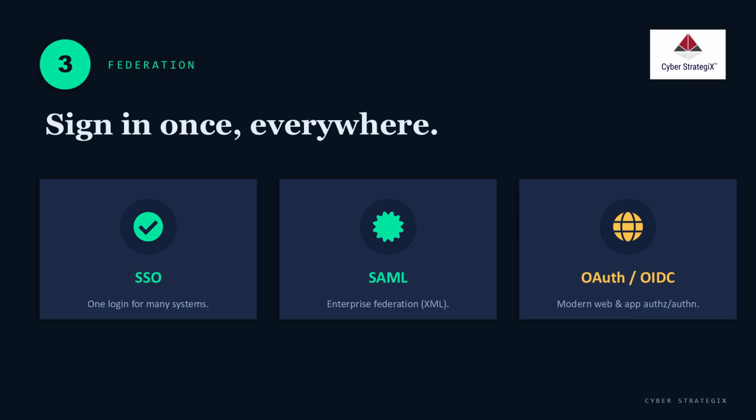Federation lets identity span systems and organizations. Single sign-on lets a user authenticate once and access many systems. Convenient, but it makes that one login high value, so protect it with MFA. SAML is the long-standing enterprise standard for federation using XML assertions. OAuth handles delegated authorization for modern apps, and OpenID Connect adds an authentication layer on top of OAuth.